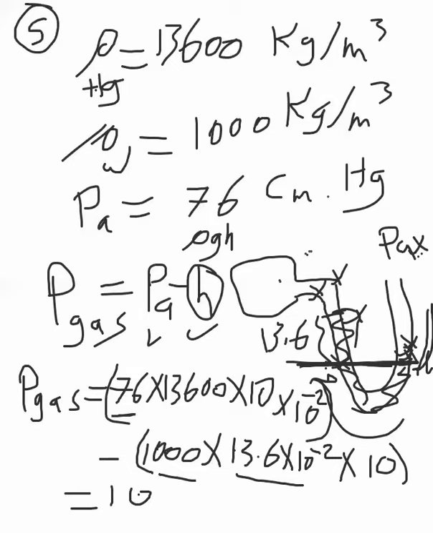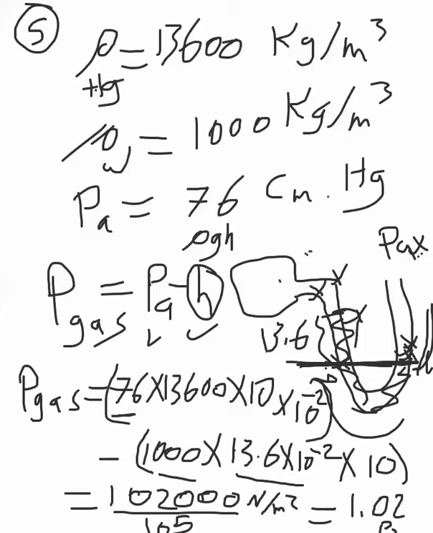1 0 2000 ده نيوتن سلاش متر سكوير. هو عايزها بالبار، عشان أحول ده للبار بنعمل over 10 power of 5، هيقوم يديني 1.02 بار. خلاص يبقى كده أنا حليت، طلعت النتيجة 1.02 اللي هي آخر واحدة.